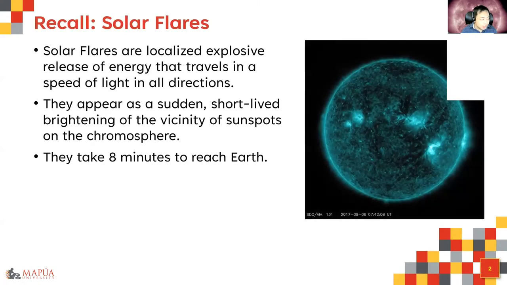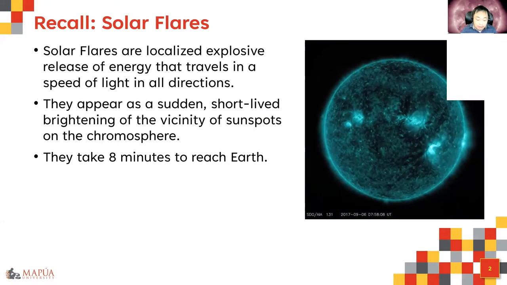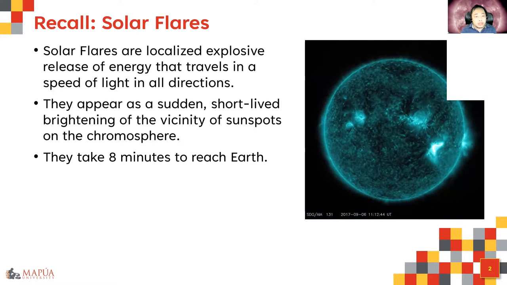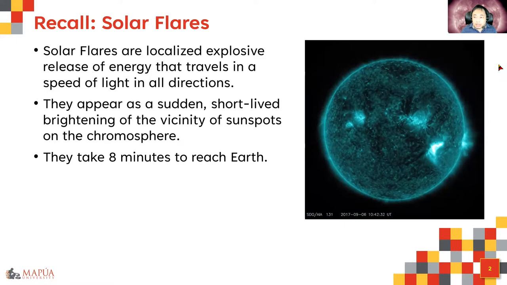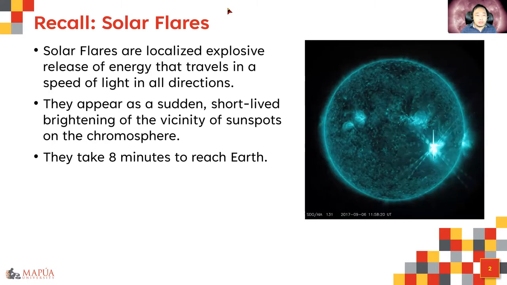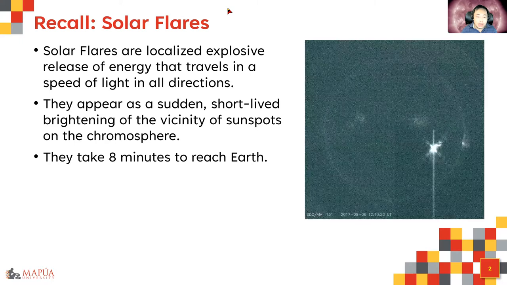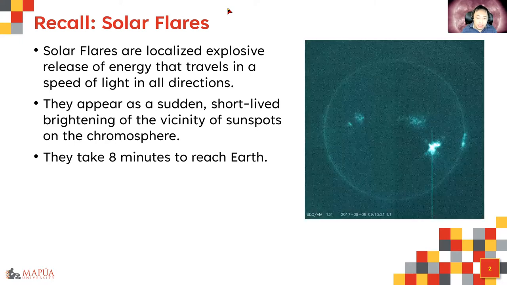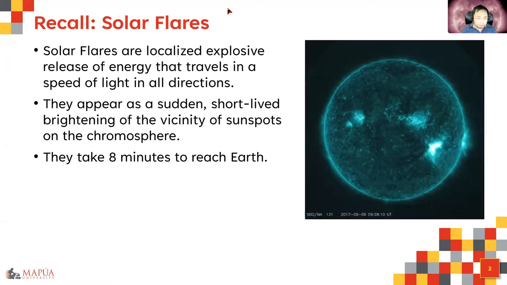Okay, so last week we talked about the concept of transient coronal activities. Specifically, we looked at two parameters or events that happen occasionally in the solar corona. First one would be solar flares. So solar flares are localized explosive releases of energy that travel at the speed of light in all directions. They usually appear as sudden, short-lived brightening of the vicinity of active regions or sunspots in the chromosphere.